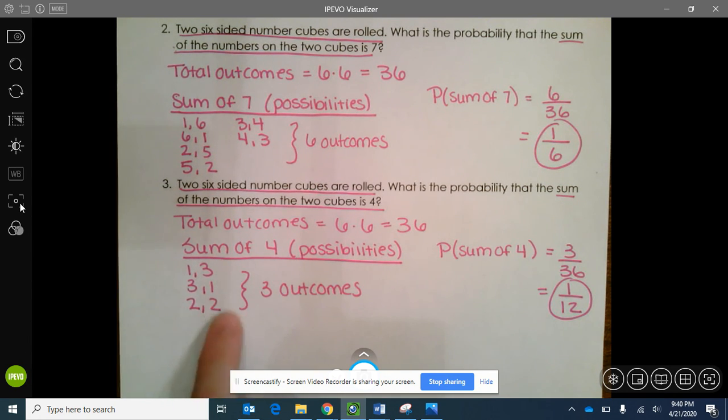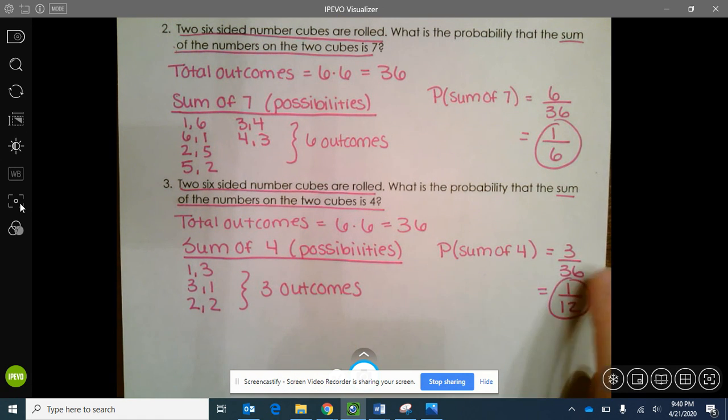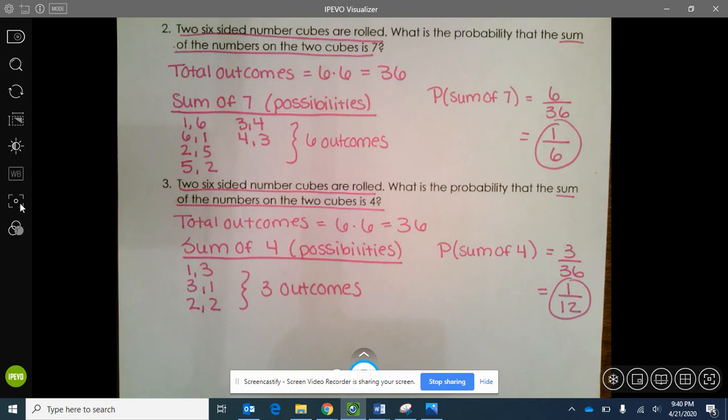Now notice for this combination here, like I had 1 and 3 and 3 and 1. If I try to write 2 and 2 the other way, I'm still going to have 2 and 2. So I don't want to count that as an extra outcome. So I only have 3 outcomes here. So 3 favorable outcomes out of 36 total outcomes simplifies to my probability of 1/12.